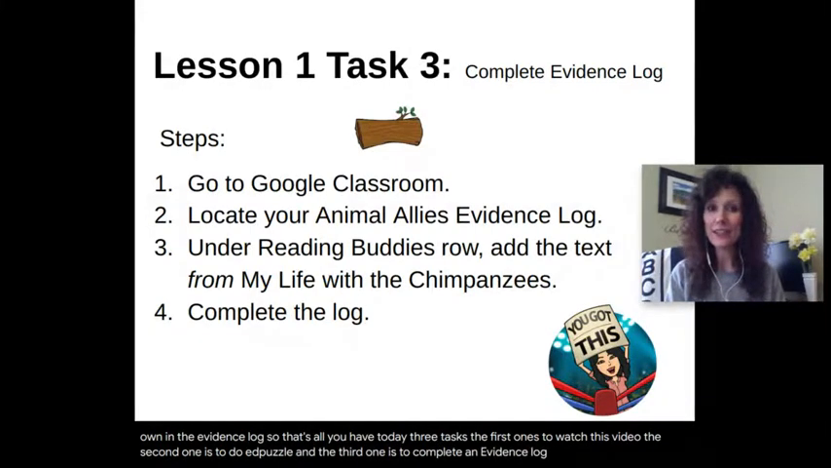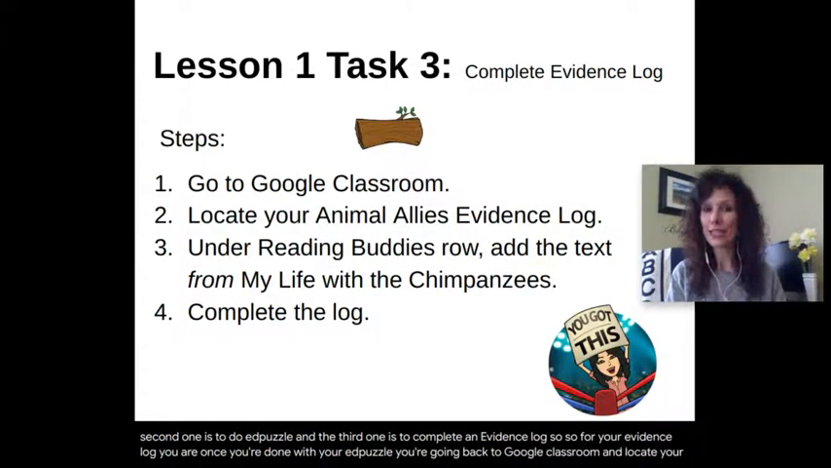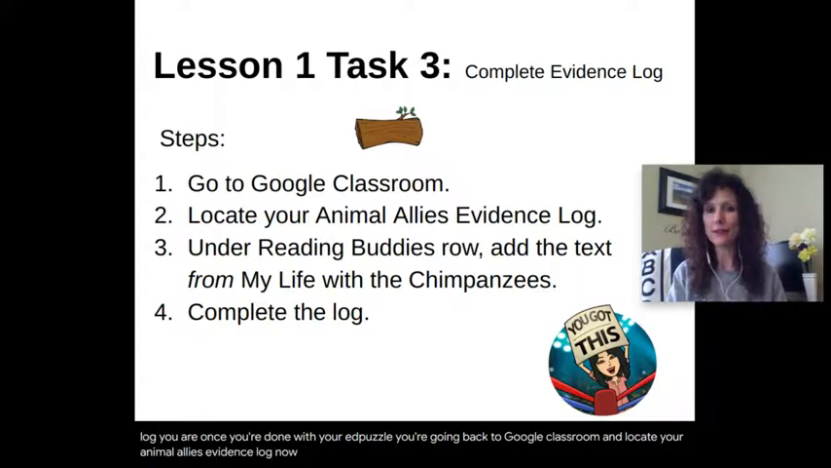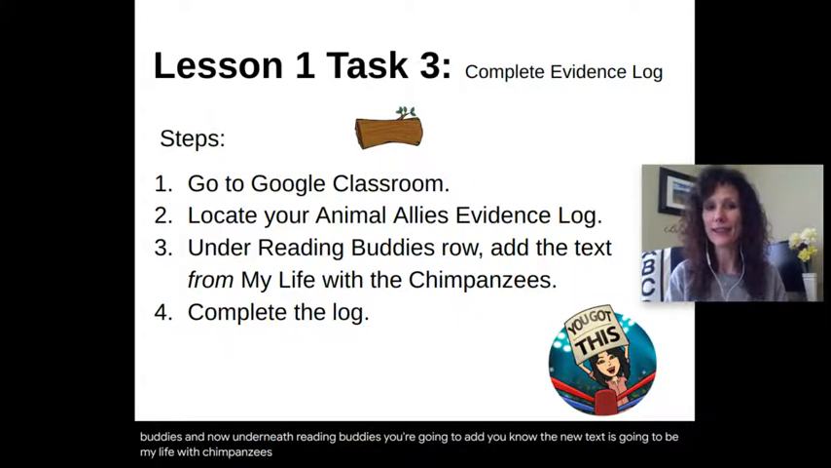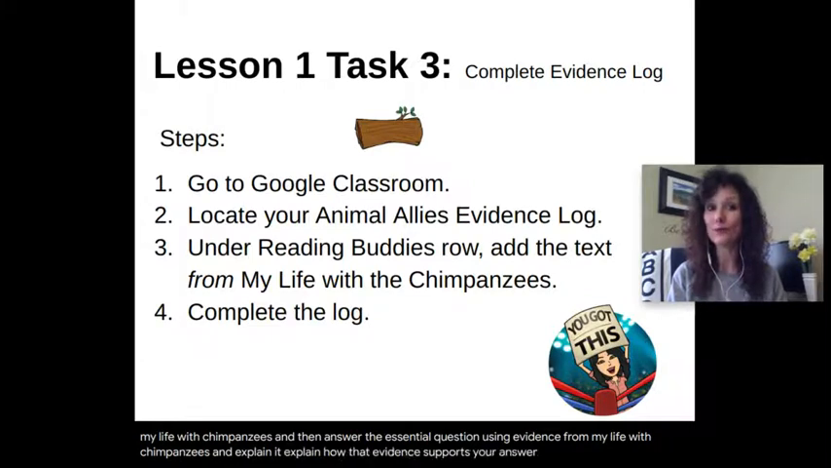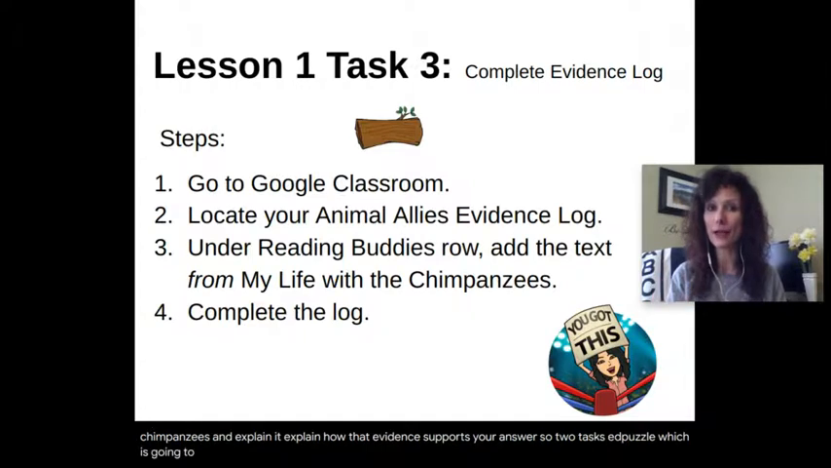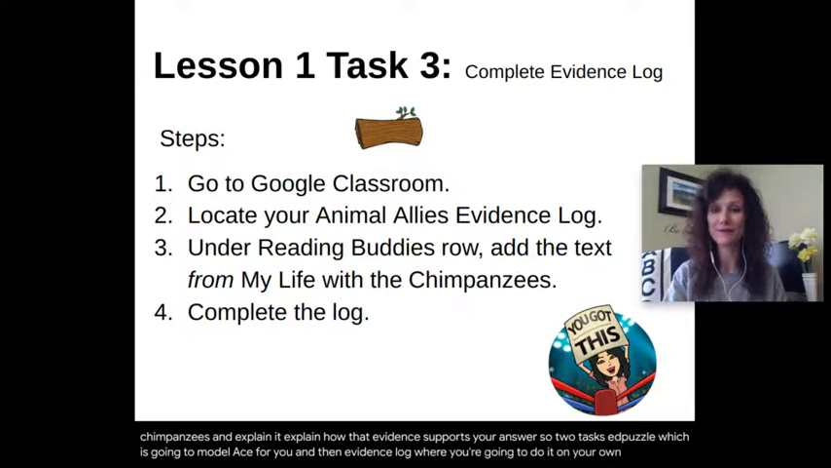So for your evidence log, once you're done with your Edpuzzle, you're going back to Google Classroom and locate your Animal Allies evidence log. Now, it says Reading Buddies there, and you should have an entry for Reading Buddies. And now underneath Reading Buddies, you're going to add, the new text is going to be My Life with Chimpanzees. And then answer the essential question using evidence from My Life with Chimpanzees and explain it. Explain how that evidence supports your answer. So 2 tasks. Edpuzzle, which is going to model ACE for you, and then evidence log, where you're going to do it on your own.